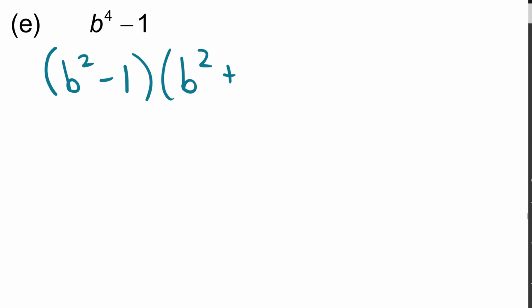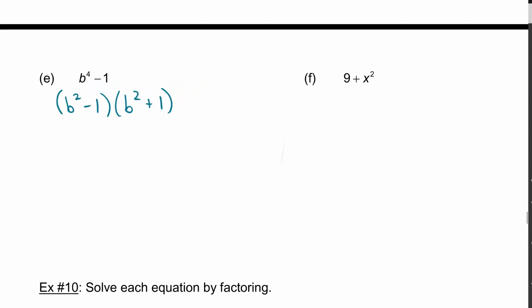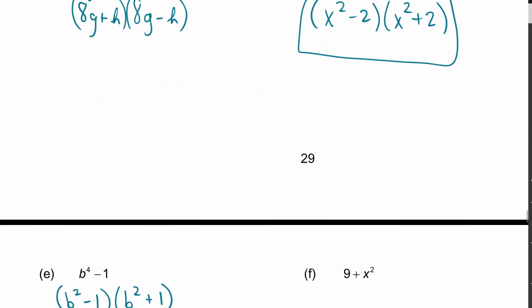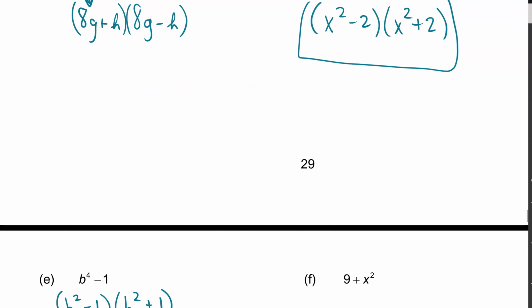So, let's factor b to the 4th minus 1. B to the 4th minus 1. B squared times itself is b to the 4th. B squared minus 1, b squared plus 1. Wait, how did you do the one? We already did it with d? Yeah. Up here? Oh. No.